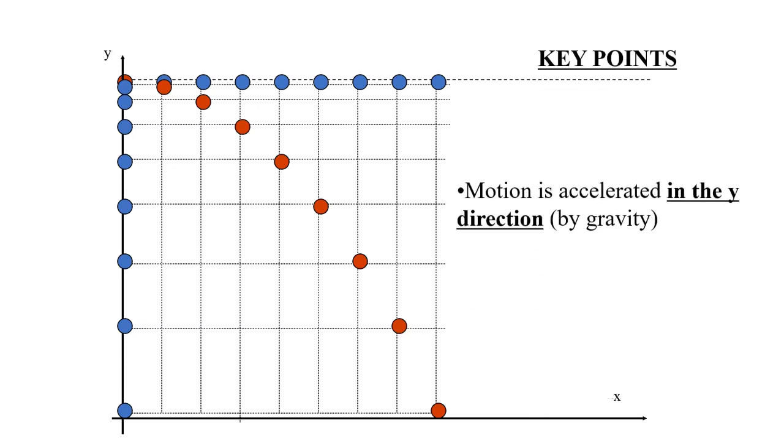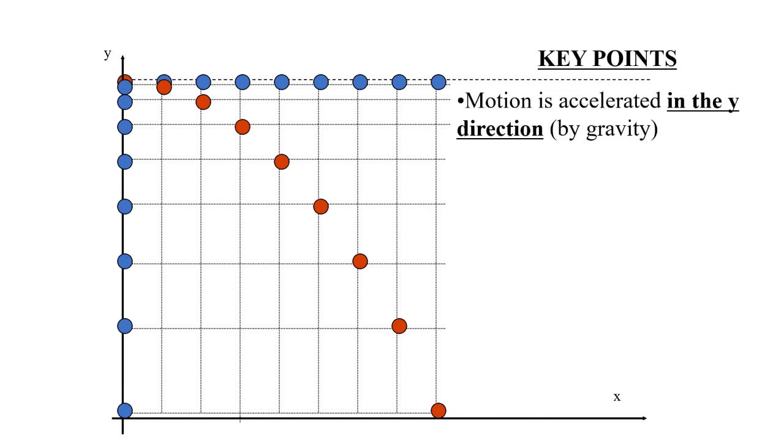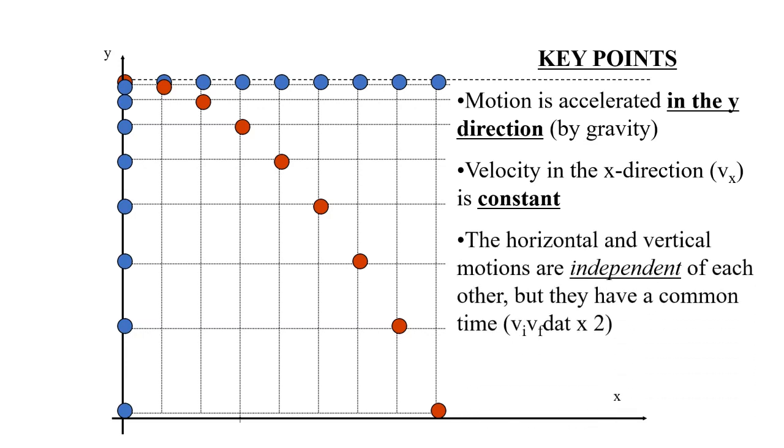Okay, and I'll show you how we'll apply that going forward. So some key points. Just to formalize those couple of things: motion is accelerated in the y direction, and that's happening, of course, by gravity. Velocity in the x direction is constant. Our horizontal and vertical motions are independent. So we are going to separate these questions into both the x and y components. And we're really going to be doing VIFDAT, which we've done a bunch of. We'll be doing VIFDAT times 2. Okay, so here is what that looks like.